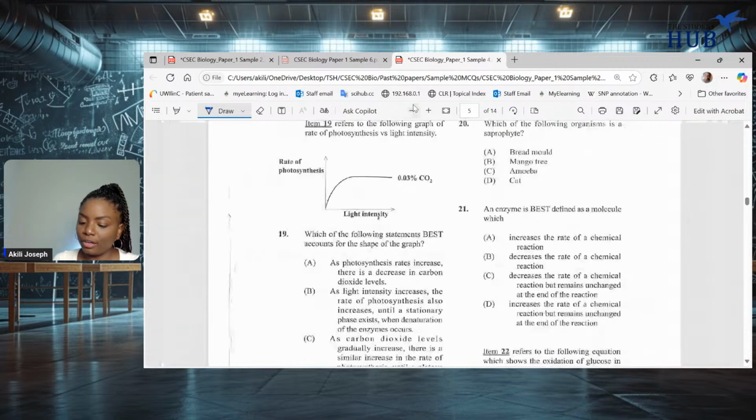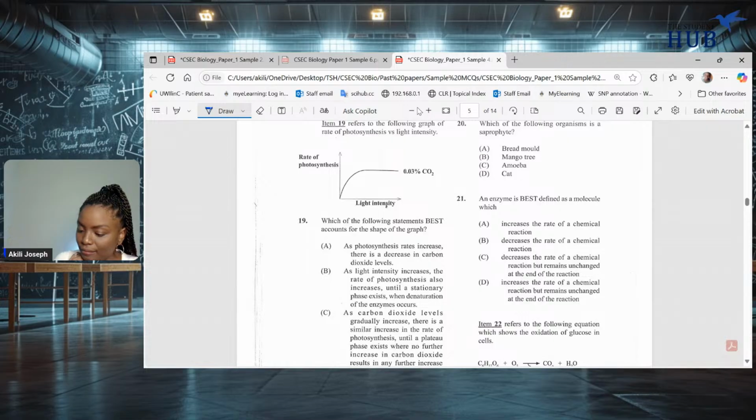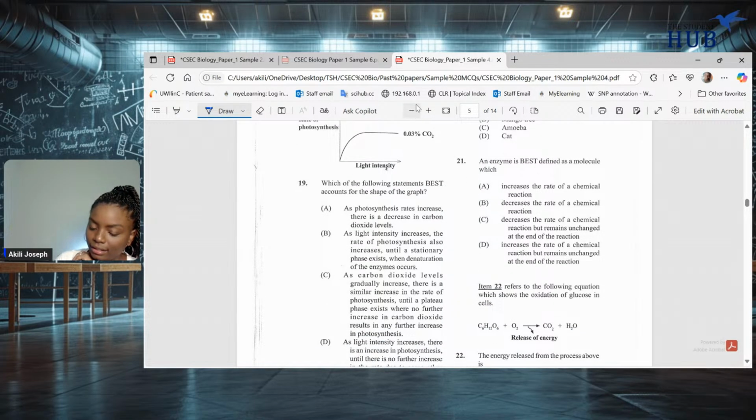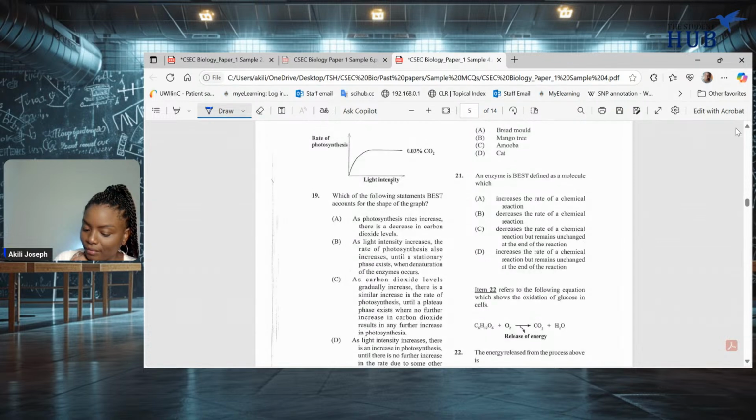Item 19 refers to the following graph of rate of photosynthesis versus light intensity. Which of the following statements best accounts for the shape of the graph, right? Still have to zoom out some more. Long question, boy.